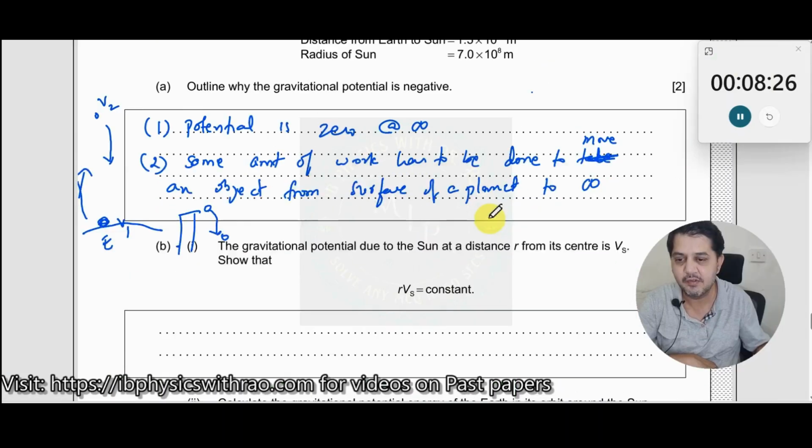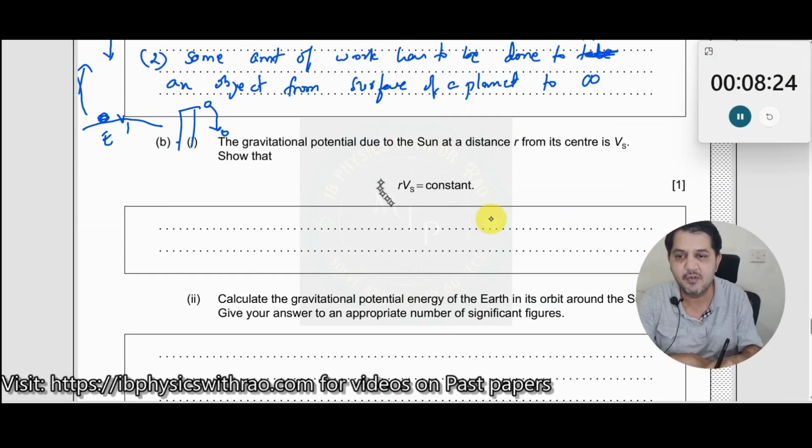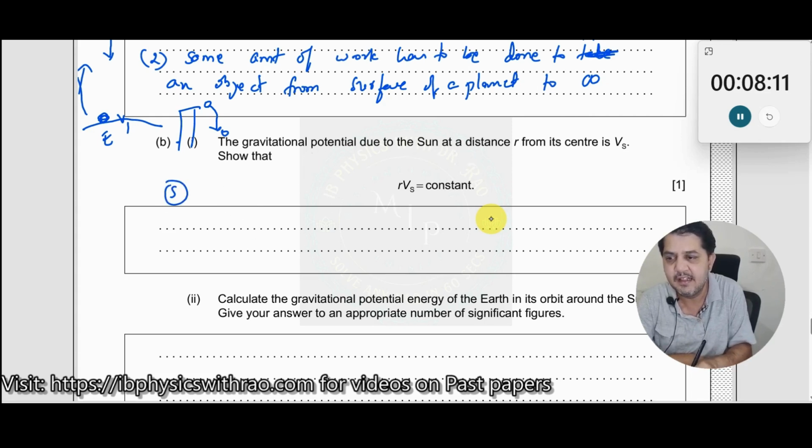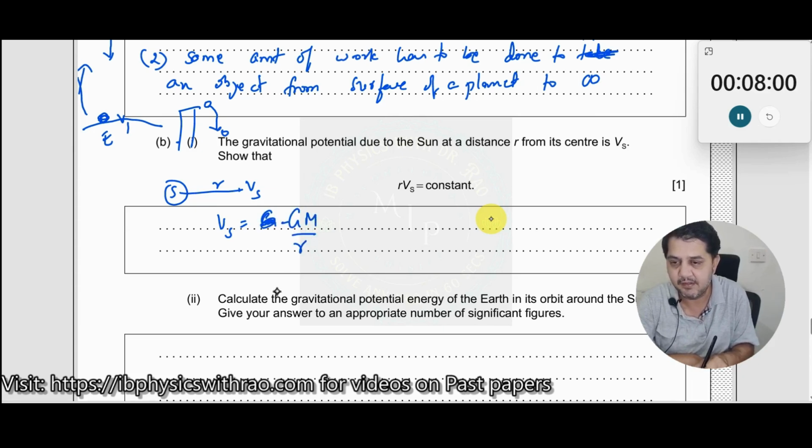Now let us move on to the next one. The gravitational potential due to sun at a distance r from the center is given as Vs. Show that r times Vs equals a constant. Very simple problem. This is the sun, and at a distance r from here the potential is Vs. What is the formula for Vs? Vs is equal to minus GM divided by r. What is he asking? r times Vs. Multiply it on the other side: r times Vs equals minus GM.